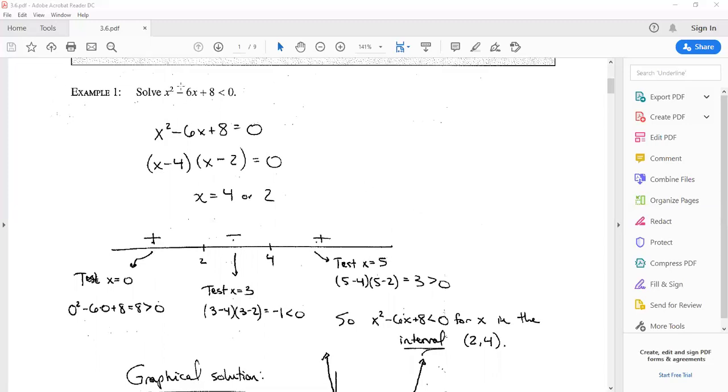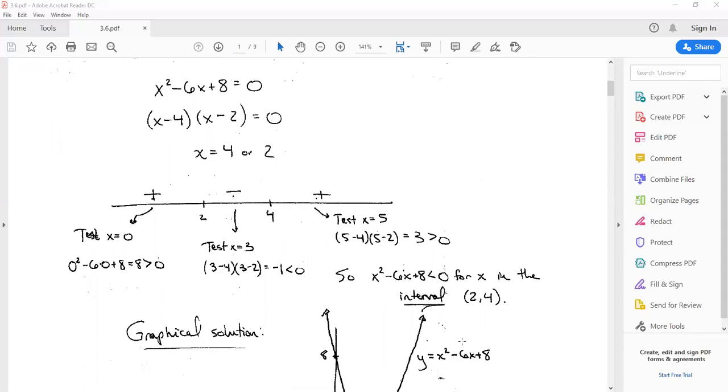Then the question asks us to find when this polynomial is less than 0. The only time we found was in this interval between 2 and 4. And it's asking us for strictly less than 0, so no equals here. So we will have just the open interval from 2 to 4, like this.